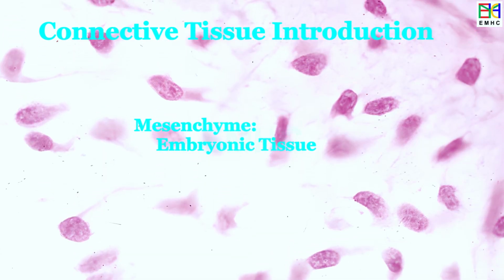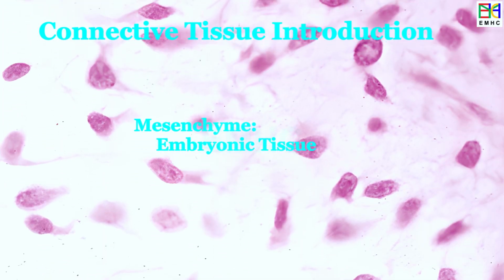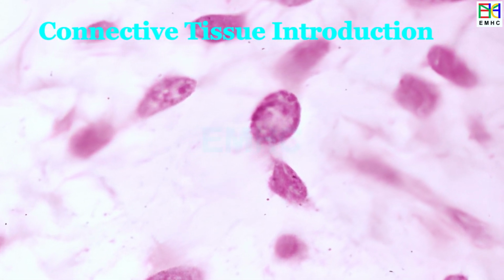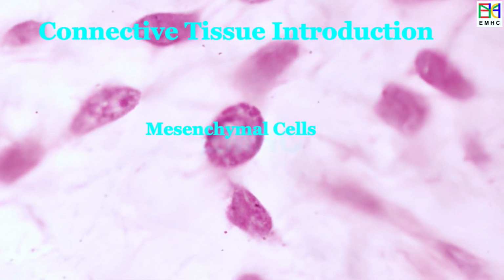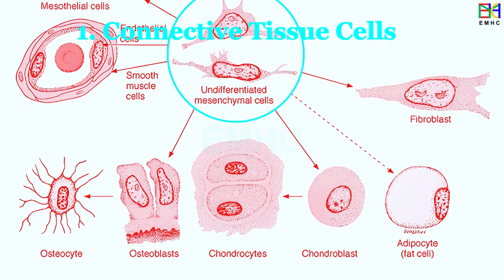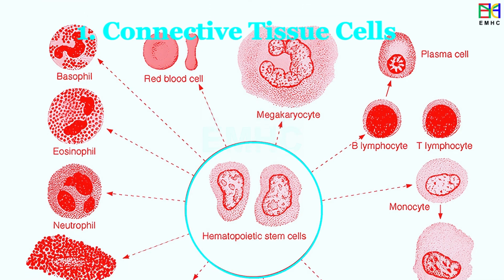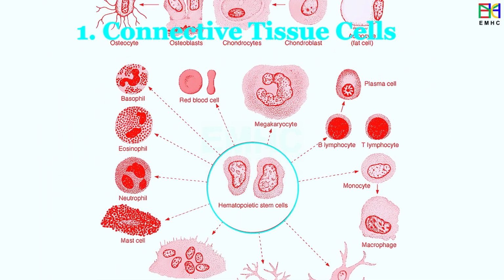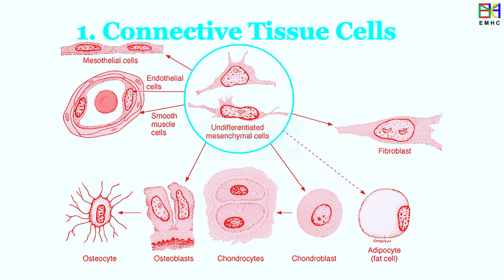All types of connective tissues originate from the mesenchyme, an embryonic tissue originated from the mesoderm and formed by elongated, undifferentiated mesenchymal cells. A variety of cells with different origins and functions are present in connective tissue. The cells in connective tissue are able to reproduce, but not as rapidly as epithelial cells.